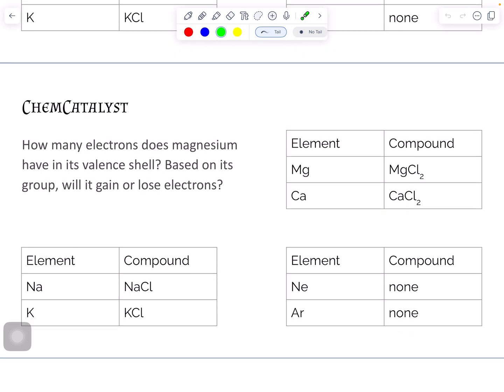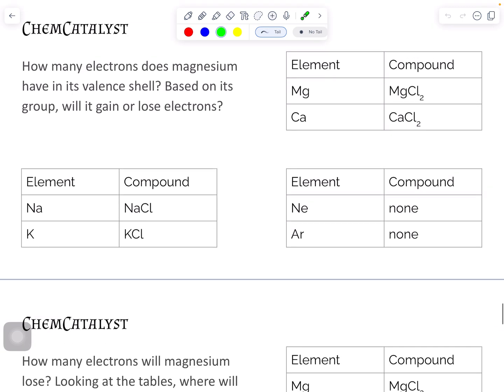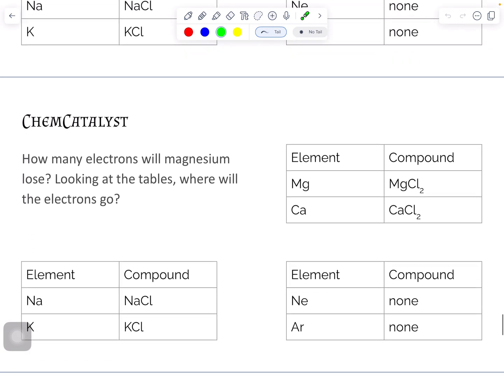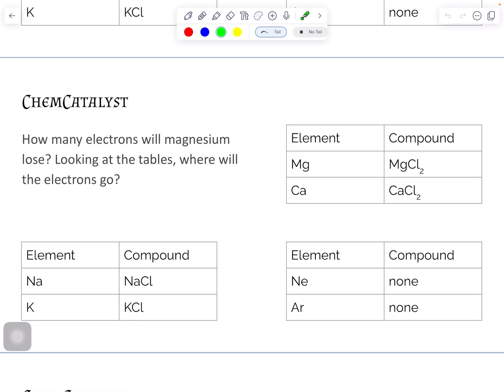How many electrons does magnesium have in its valence shell, and based on its group, will it gain or lose electrons? So look at the periodic table. Magnesium is in group 2. It has 2 valence electrons, and it's going to lose both of them. So looking at the tables, where will the electrons go?